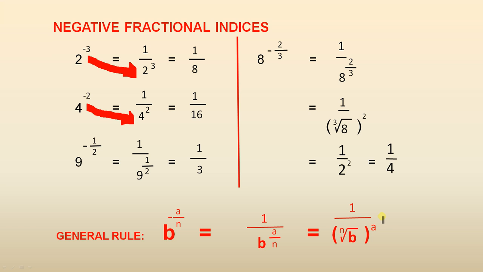The general rule is b to the power of minus a over n is 1 over b to the power of a over n. All you do is change the sign. When this part here goes to the denominator, you just change the sign, which is 1 over the nth root of b, because of that n, all raised to the power of a, because of that a. And that's the general rule.